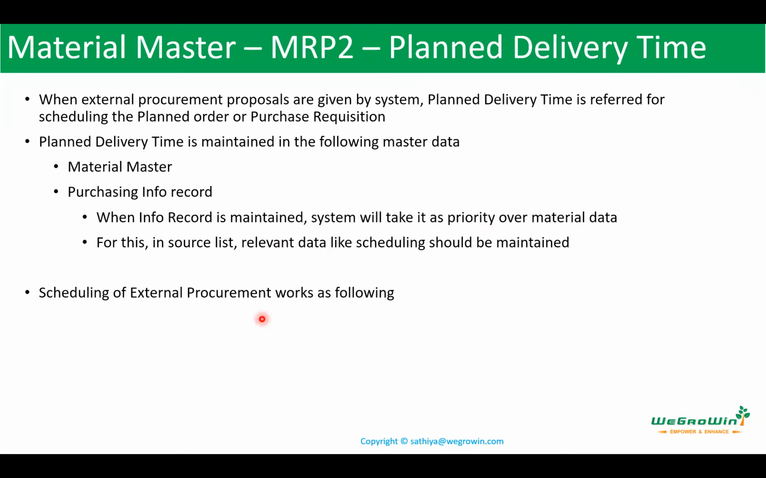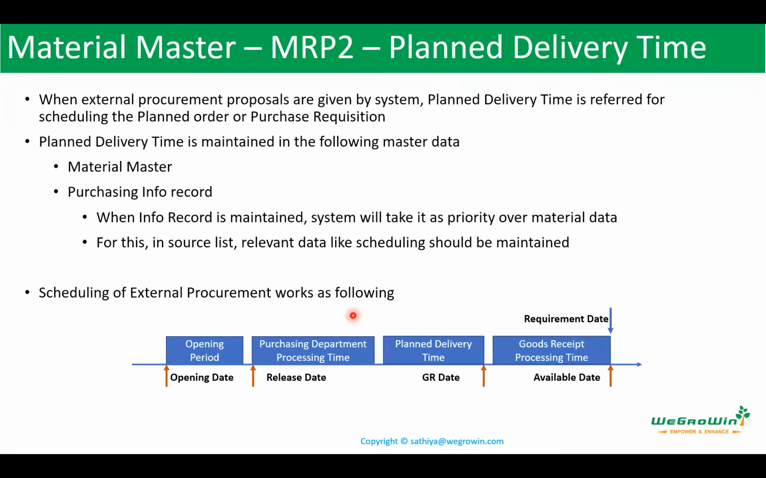And then scheduling of external procurement works as follows. For example, my requirement date, which is the available date, has a goods receipt processing time defined, for example 3 days, so 3 days before. Then we have the planned delivery time, that is a 7 day lead time. The planned delivery time is when the material is received at my factory, called the goods receipt date. After I complete the goods receipt processing, it becomes the available date. These two differences you also have to understand.